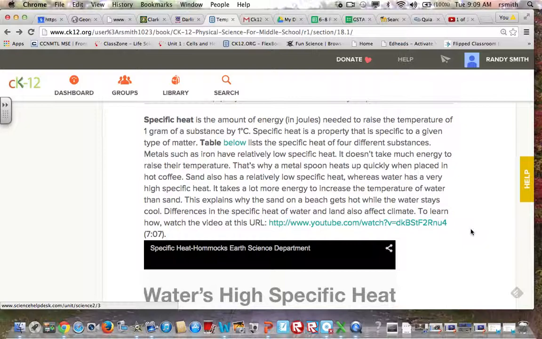Differences in the specific heat of water and land also affect climate. And if you want to learn more about that, you can click on this.